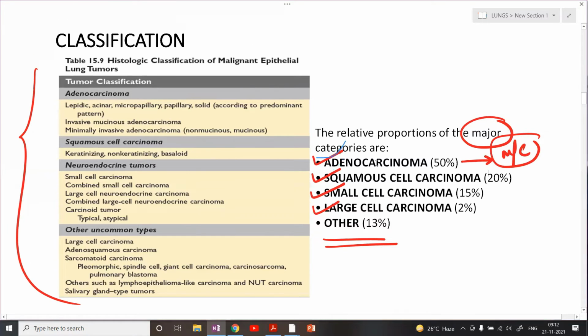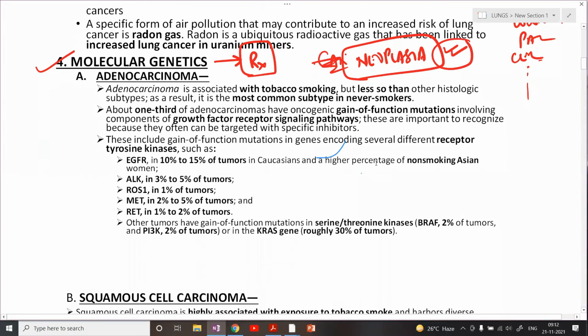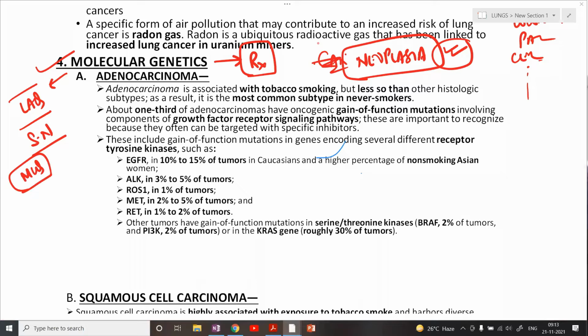Why have I told you about this? Because we are now going to discuss the molecular genetics, and this becomes very, very important. It can be asked as a long answer question. It can be asked as a short note, and it is very much asked in your MCQs.